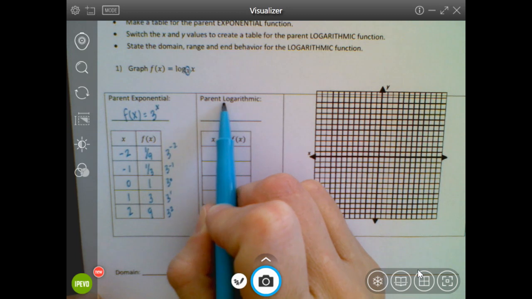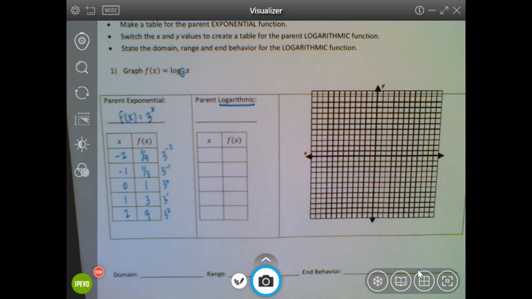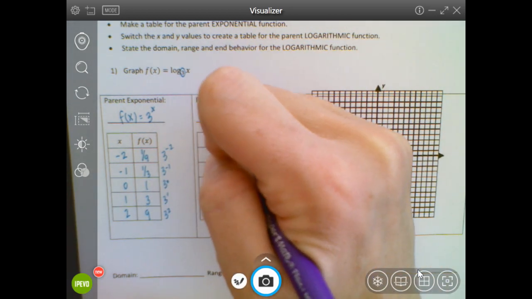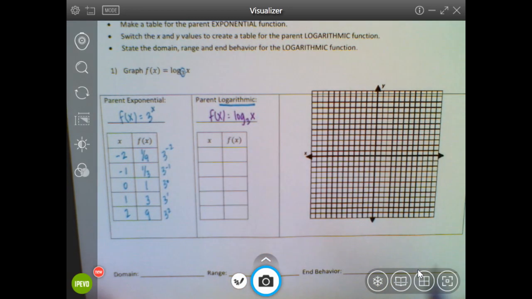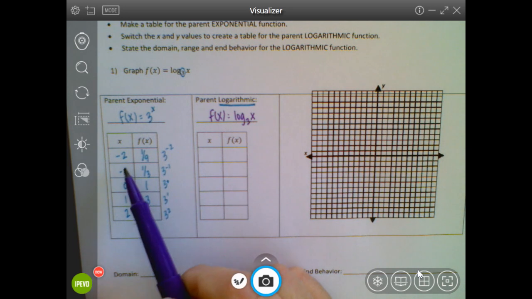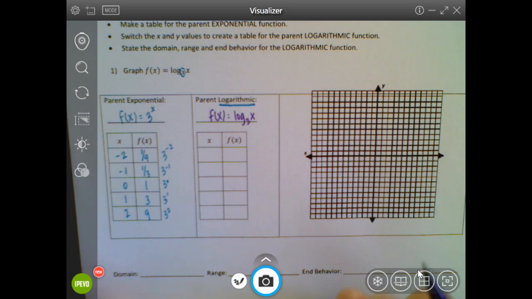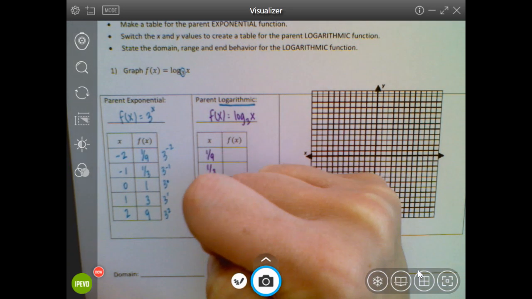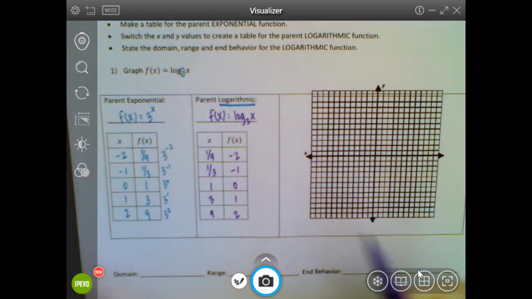We want to know what the parent logarithmic function looks like. So I already know what my logarithmic function looks like. That's what it's asked me to graph up here. So I'm just going to rewrite that down here. So f of x is equal to log base 3 of x. And to get this table of values, again, I'm just going to take these x's and these f of x's, or these y values, and I'm going to switch them. So the x's are now going to become 1/9, 1/3, 1, 3, and 9. And my y's, or my f of x's, -2, -1, 0, 1, and 2. And that's what I'm going to graph on my coordinate plane over here.